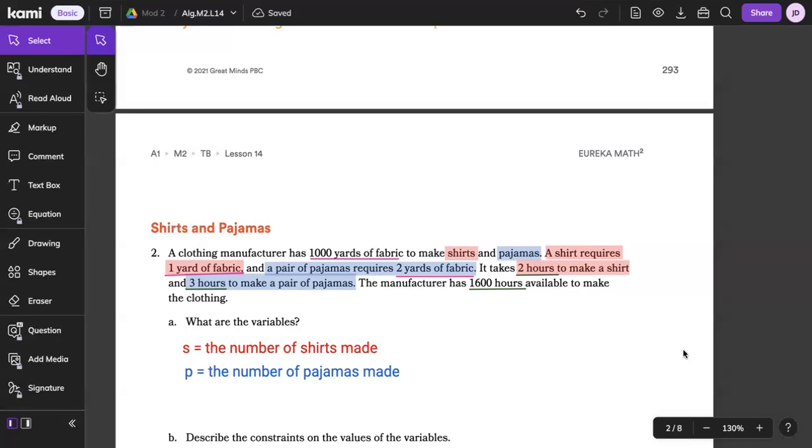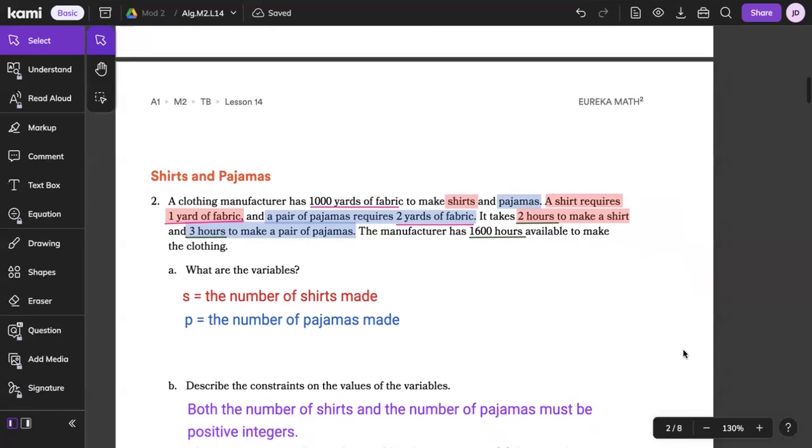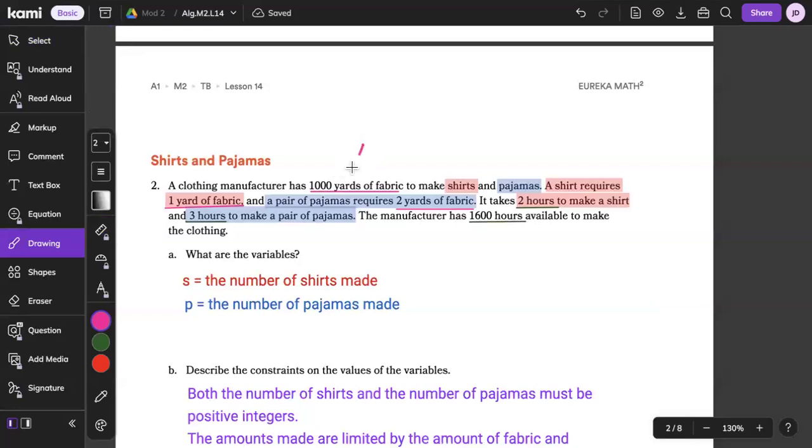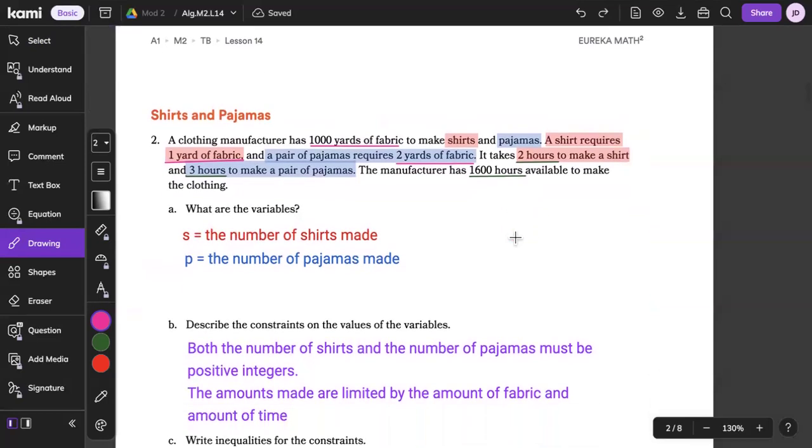You can't make and sell half a shirt. You have to make an entire shirt, and you obviously can't make negative shirts or negative pajamas. So that's your first thing. Both the number of shirts and the number of pajamas have to be positive integers. And then you're limited by these two things that I have here. You're limited by the amount of fabric and you're limited by the amount of time. So the amounts made are limited by the amount of fabric and the amount of time.